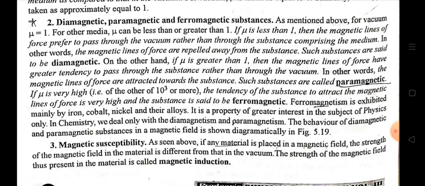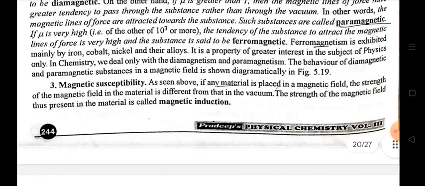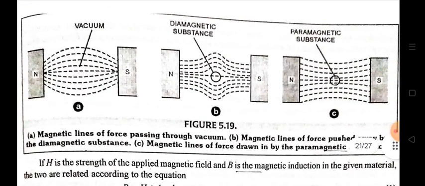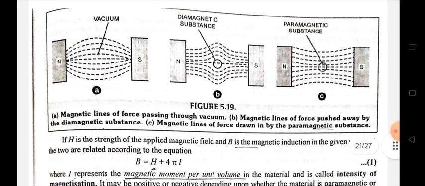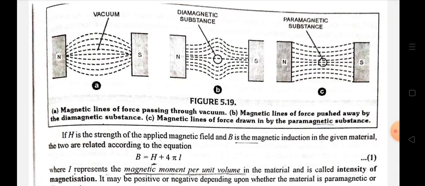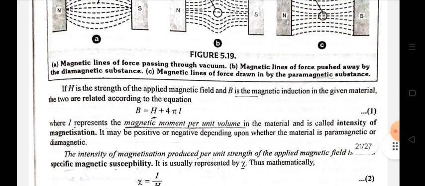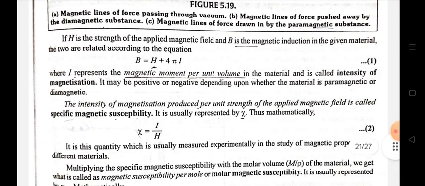Third is magnetic susceptibility. As seen above, if any material is placed in a magnetic field, the strength of the magnetic field in the material is different from that in the vacuum. The strength of the magnetic field thus present in the material is called magnetic induction. If H is the strength of the applied magnetic field and B is the magnetic induction in the given material, the two are related according to the equation B is equal to H plus 4 pi I, that is equation 1, where I represents the magnetic moment per unit volume in the material and is called intensity of magnetization.